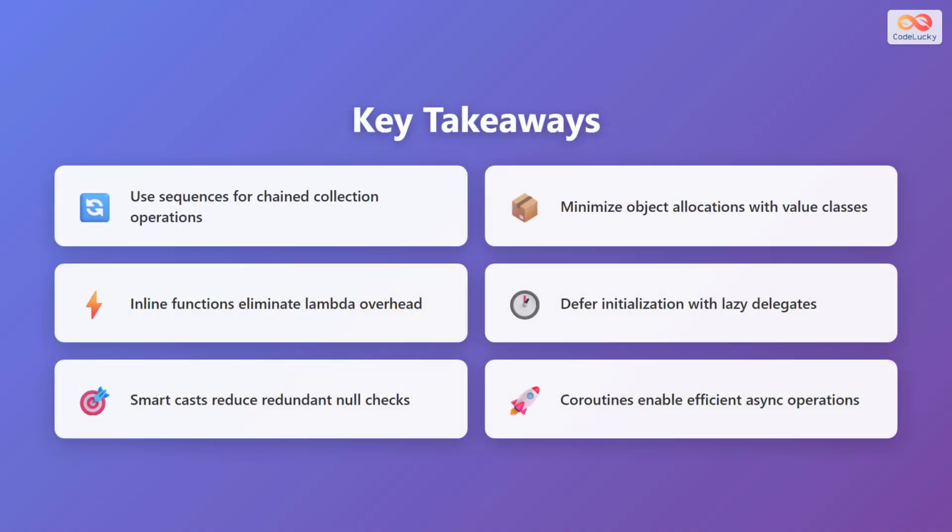Let's recap the key techniques for writing performant Kotlin code. Use sequences for chained collection operations to avoid intermediate allocations. Minimize object allocations with value classes for wrapper types. Use inline functions to eliminate lambda overhead. Defer expensive initialization with lazy delegates. Reduce redundant null checks by using smart casts, and leverage coroutines for efficient asynchronous operations.